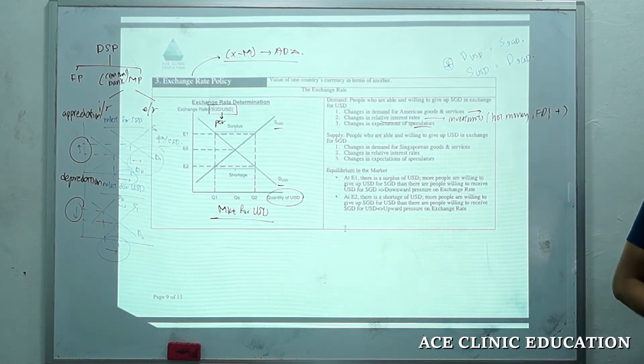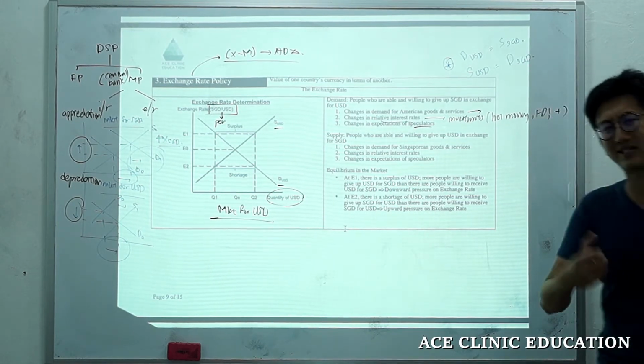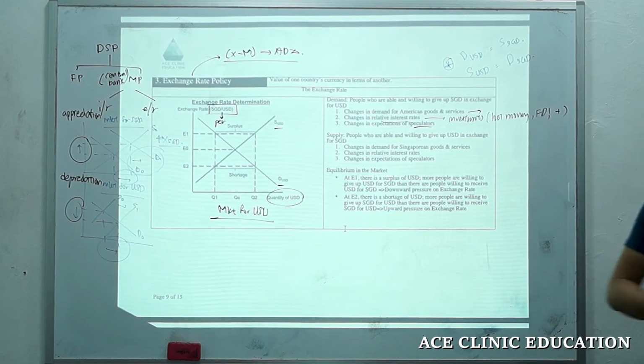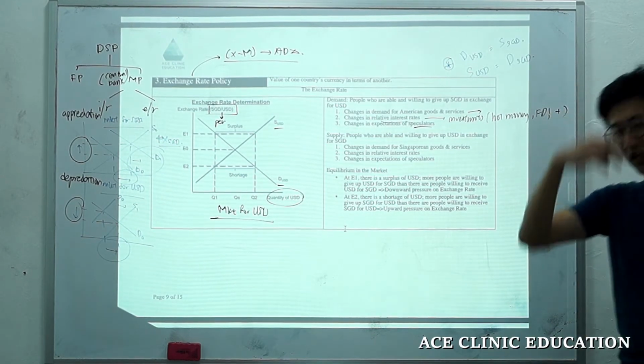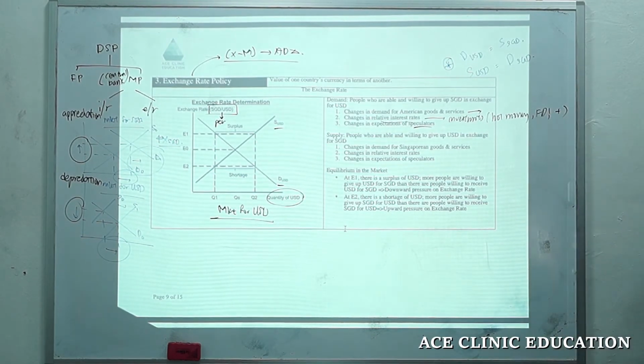It's useful to start with the intuition. Always ask yourself, what does it mean if I have more demand for Sing dollar? That means I'm holding US dollar now, I want to give it up and get Sing. So it must mean that the supply of US dollars must be going up.